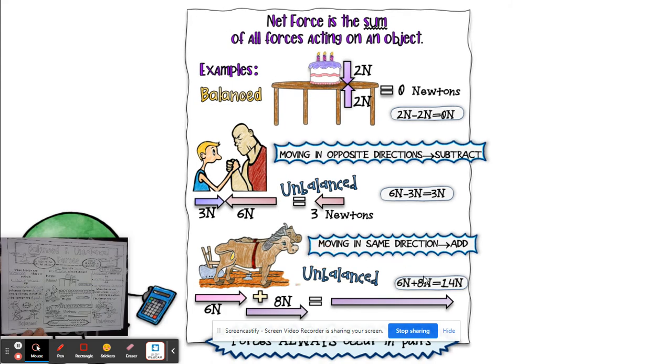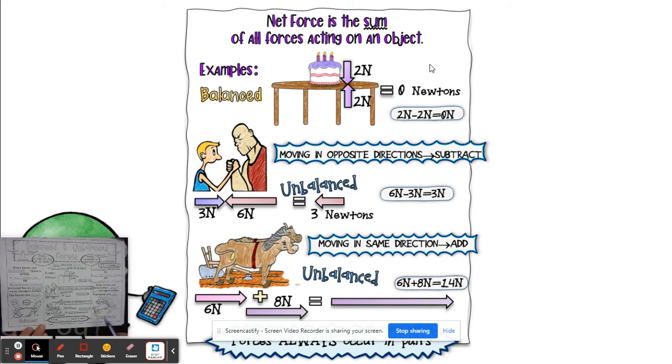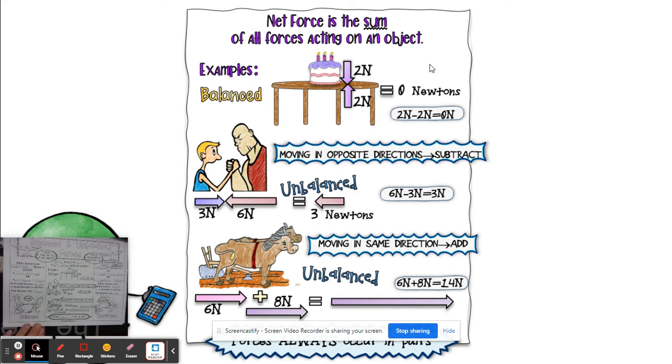Remember, if you're moving in the same direction, you add them. If you're moving opposite directions, you subtract. So here I'm going to put 6 in my little box here, plus 8 N equals 14 newtons. All right.